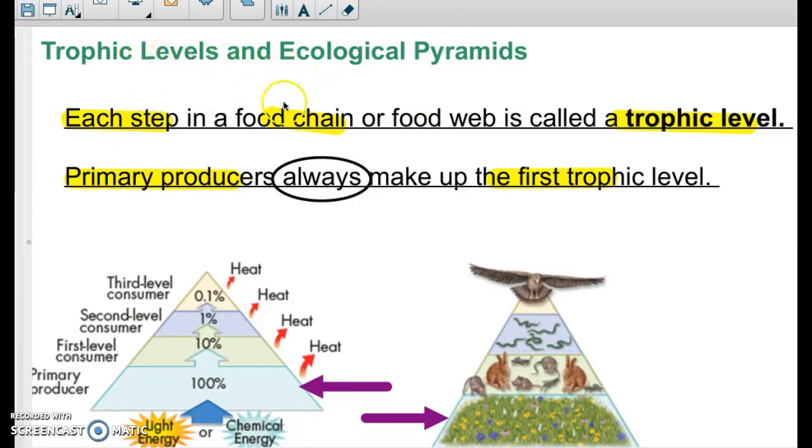As we move up, we call each step of the food chain, each organism in the food chain or food web, a trophic level. So primary producers are always the first trophic level. They're always the number one, first organism.